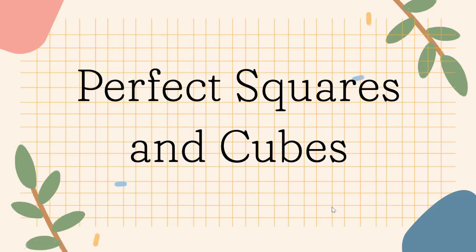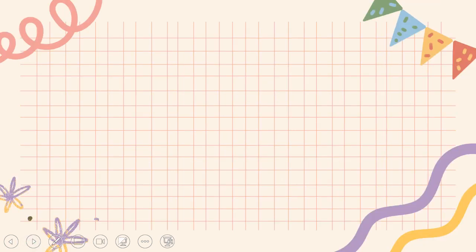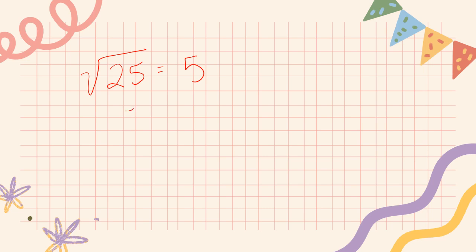Okay, guys, let's talk about perfect squares and cubes. So we've talked a lot about perfect squares and square roots this year. As a quick overview, we know that the square root of 25 is 5 because 5 times 5 equals 25. We also know that the square root of 36 is 6 because 6 times 6 equals 36.